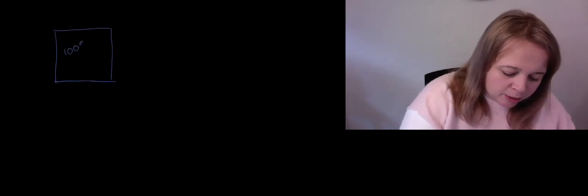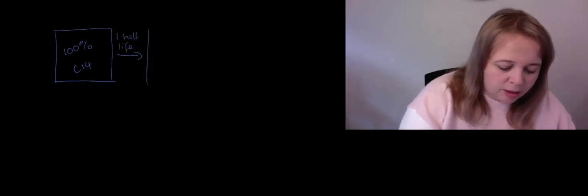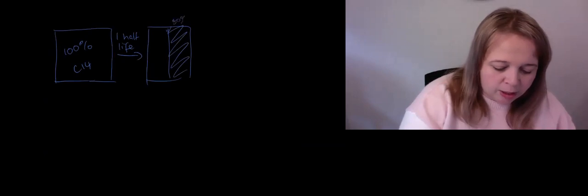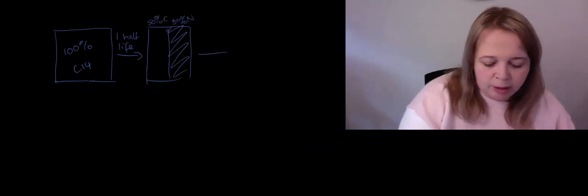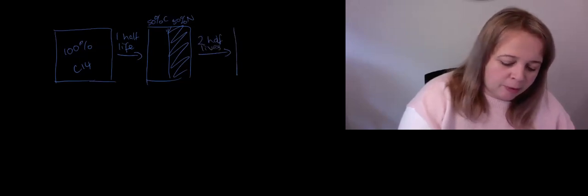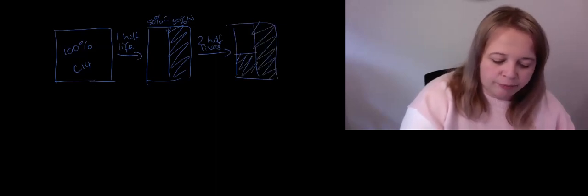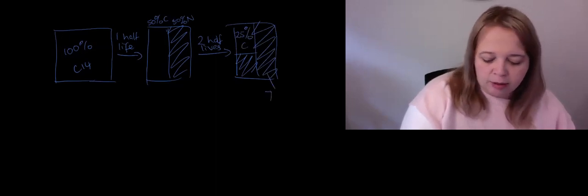It is 100% carbon-14. After one half-life, we get 50% has become nitrogen and 50% is still carbon. After two half-lives, so this is after another half-life, half of what is left becomes nitrogen again. So now we end up with 25% carbon and 75% nitrogen.